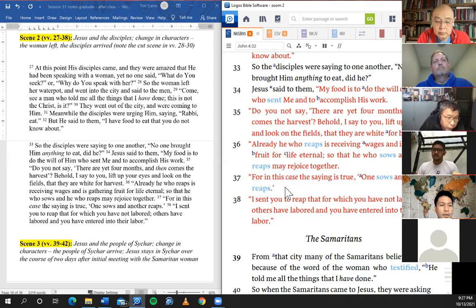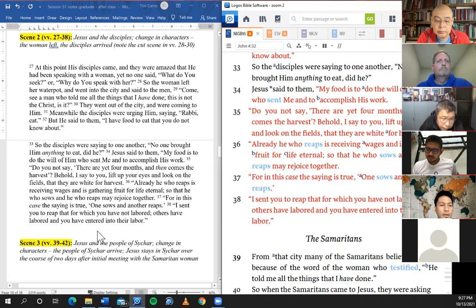harvest. Already he who reaps is receiving wages and is gathering fruit for life eternal, so that he who sows and he who reaps may rejoice together. For in this case the saying is true, the one sows and another reaps. I sent you to reap for which you have not labored. Others have labored, and you have entered into their labor.